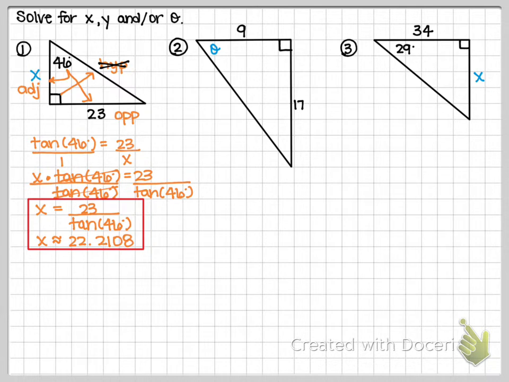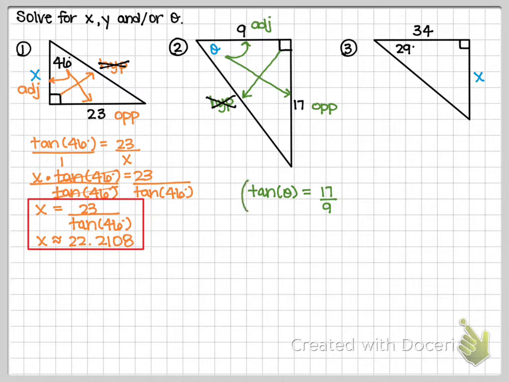Okay, see if you can set up the equation for question number 2 and then come back and check your setup. Okay, so it looks like we do have tangent again, so opposite over adjacent. We are looking for the angle this time though. So remember, we're going to have to do the inverse of the tangent ratio, which is inverse tangent. And that's going to be applied to both sides of the equation.